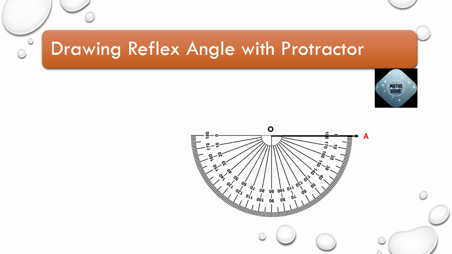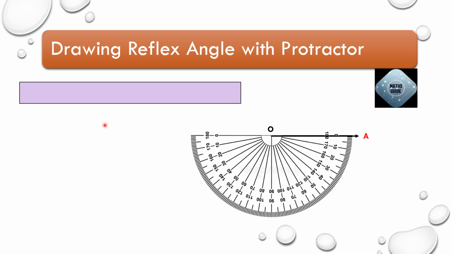We can also draw a reflex angle using this simple protractor, but this time we will place the protractor in an inverted position or an opposite direction. But while placing this protractor, make sure that the baseline of your protractor and your initial ray are aligned, and the center point of the protractor and the tip of the initial ray are at the same position.